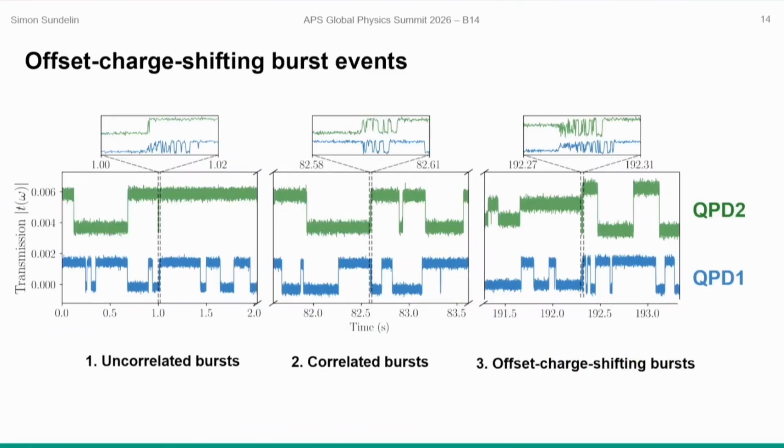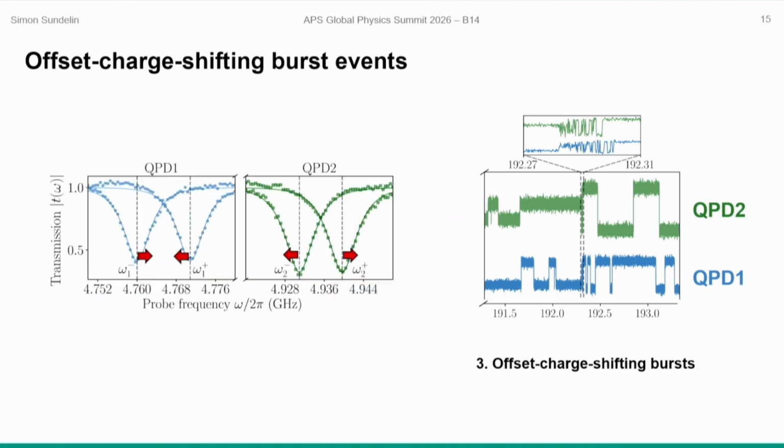Then finally, we have this rarer subclass of observed bursts, which are the offset charge shifting bursts. Those are events which occur simultaneously with a change in the offset charge, which we can observe as a sudden change in the state discrimination between the even and odd parity state. Because when you have a change in the offset charge, the even and odd parity state frequencies will either move further away or closer together to each other, thus changing our state discrimination ability.